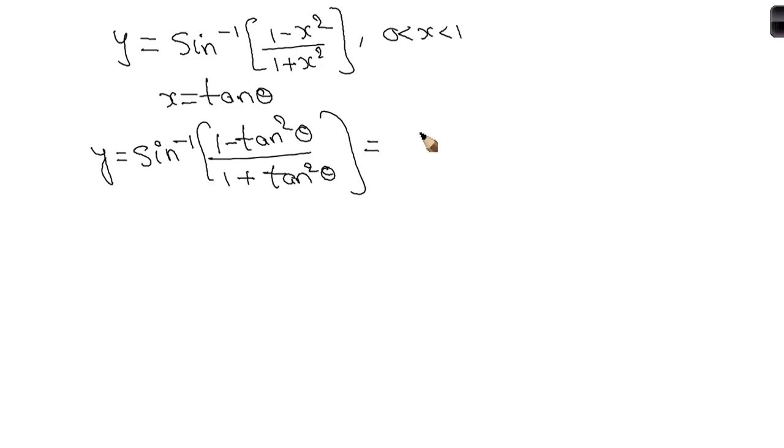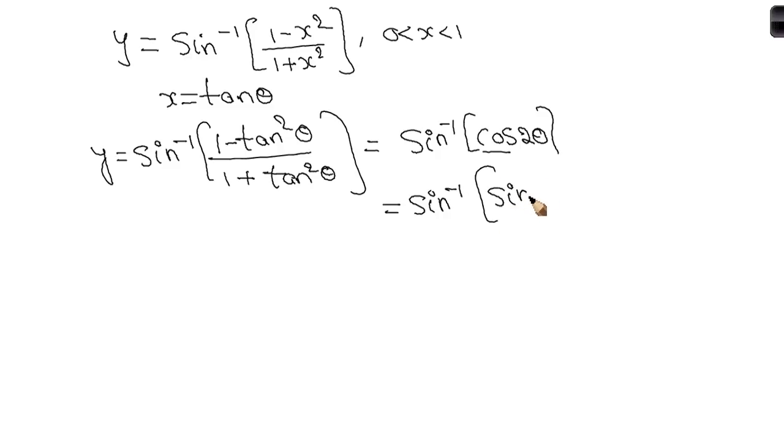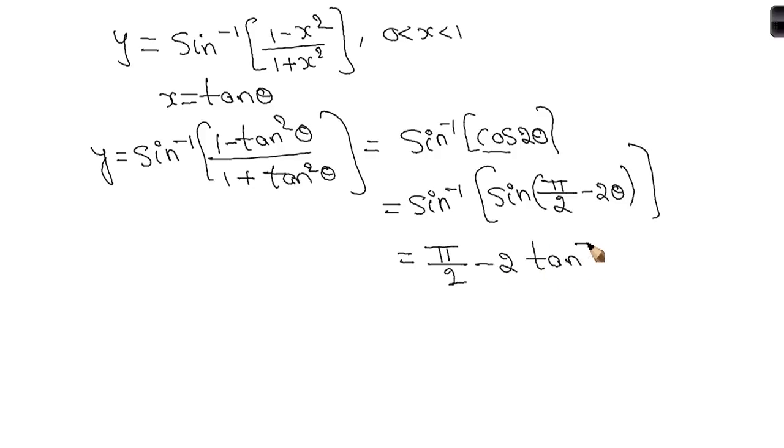You might wonder, I have sine inverse here and I am solving for cos 2 theta. Immediately your mind should strike that cos can be written as sine. Sine inverse of cos 2 theta can be written as sine inverse of sine of (pi by 2 minus 2 theta). Sine inverse and sine get cancelled, so that is the same as pi by 2 minus 2 theta, which is pi by 2 minus 2 times tan inverse of x.